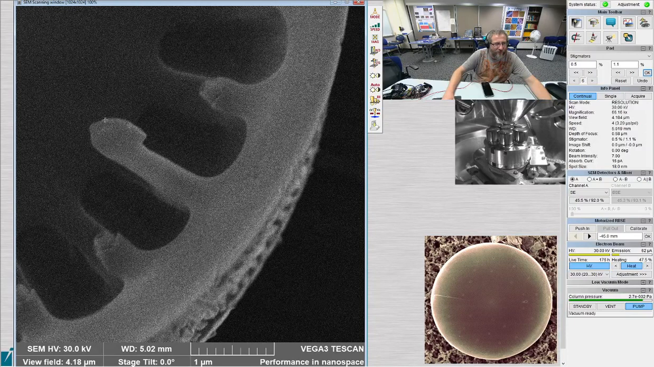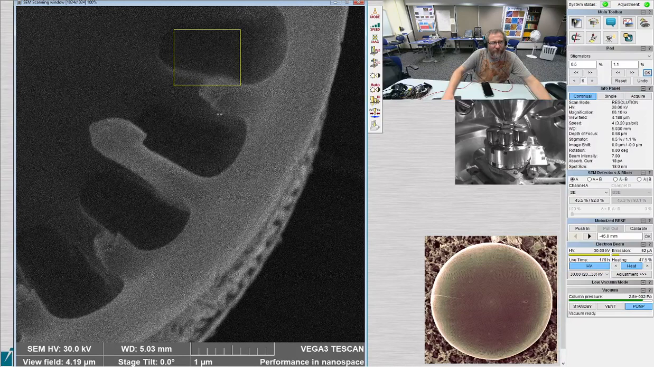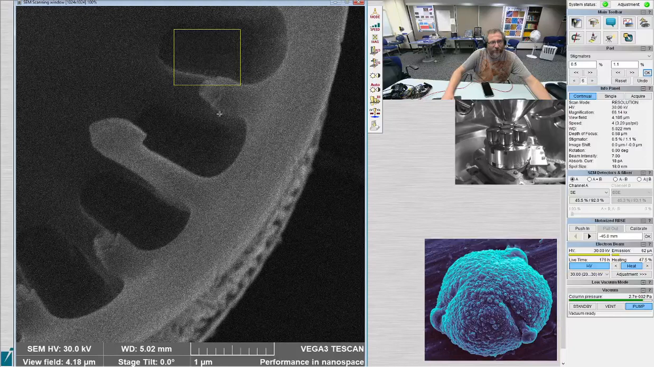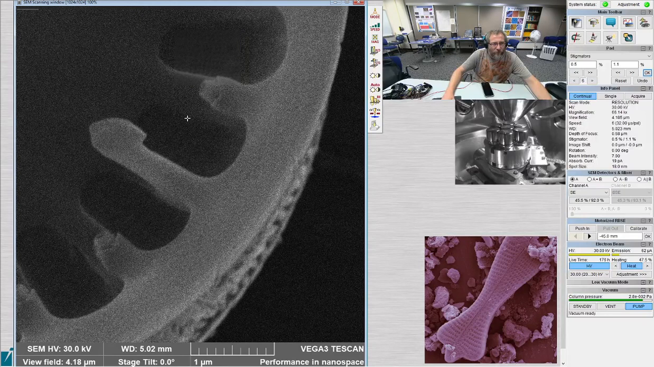Also, I think I could see into this thing a little bit. Oh, you can. Just the tiniest bit. You can see the fabric of the... That's interesting. Let's just see what this looks like.